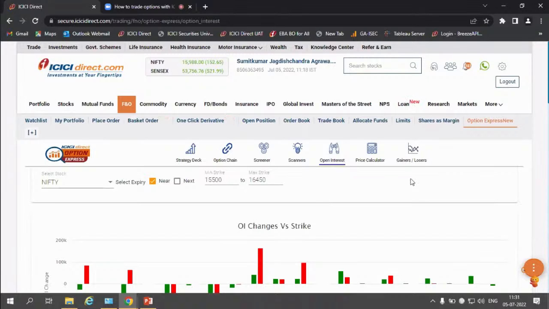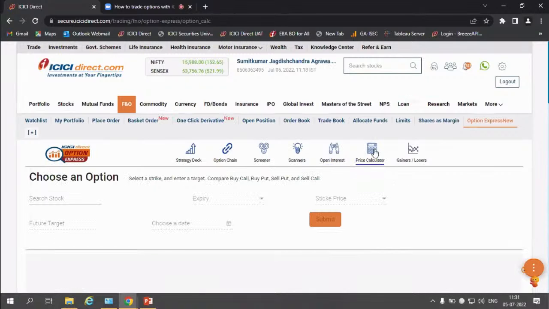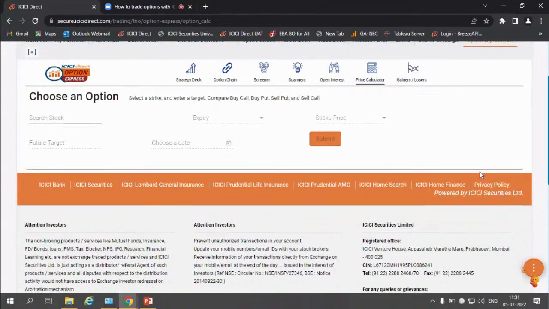So that was the open interest. Next comes the price calculator. This is a very important tool for the options trader. Let me just try with the Nifty.